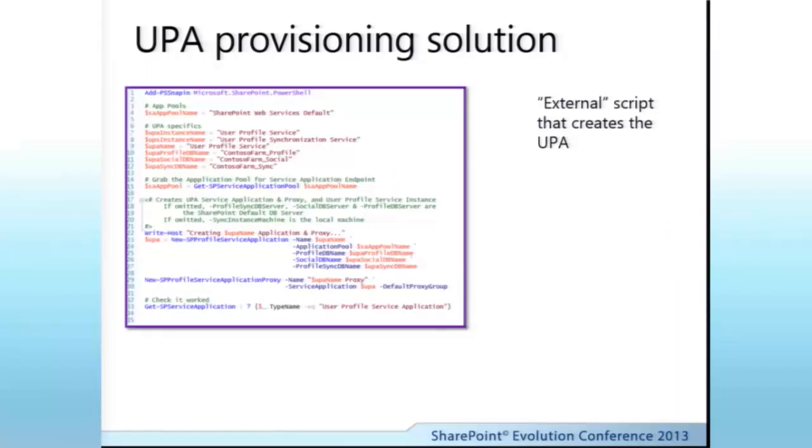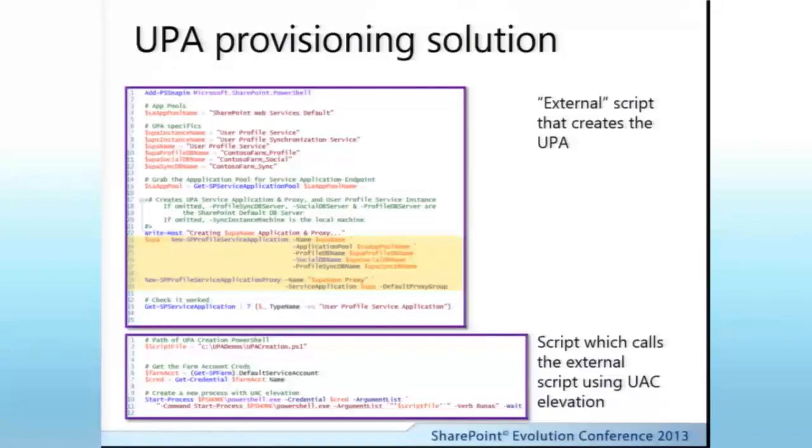So this is the solution. I'll show you this in the demonstration. But basically what we have is an external script file, and then we call this file from another one. So the important part here is the highlighted section. There's no difference here for what we would do normally. It's just that we have it defined in a file that we save somewhere, and then we execute it by initiating its execution from another script. And you can see what I'm doing here is I'm grabbing the credentials of the farm account. I'm going to prompt the user for the password, and then I'll kick off a new process under UAC elevation.